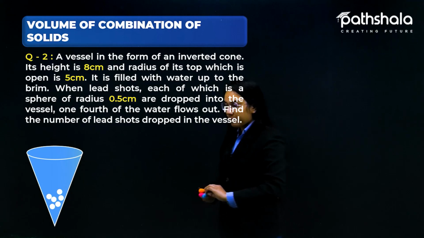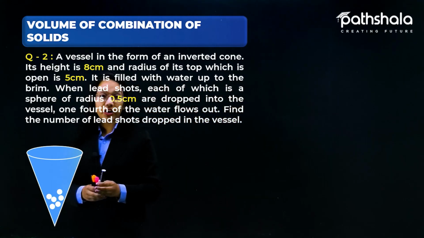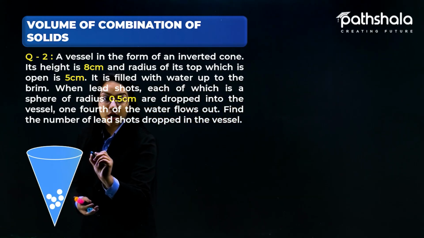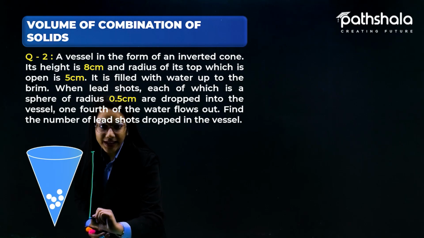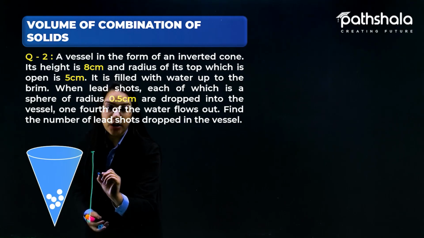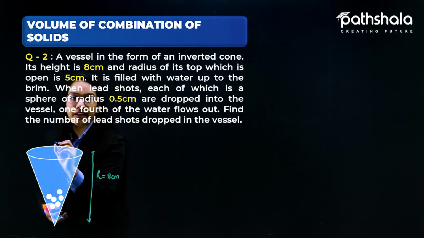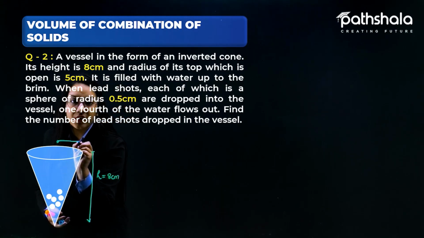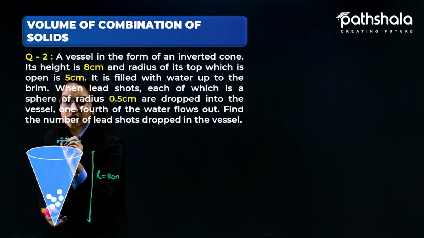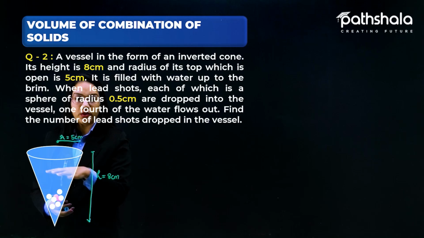Let us write out the things that are given to us. The height of this is h = 8 centimeter, and its radius is given to us, which is 5 centimeter. Further, it says it is filled with the water, as you can see, up to the brim.